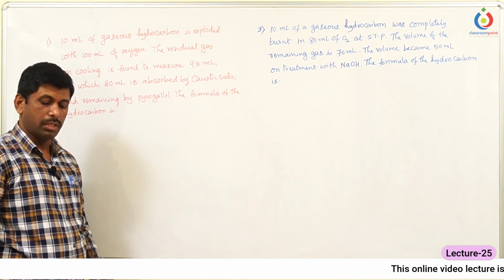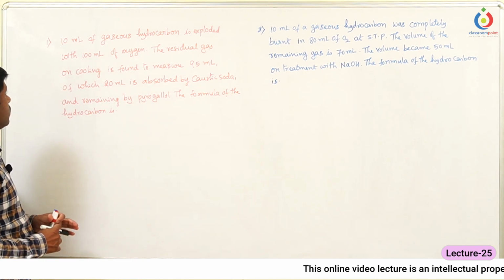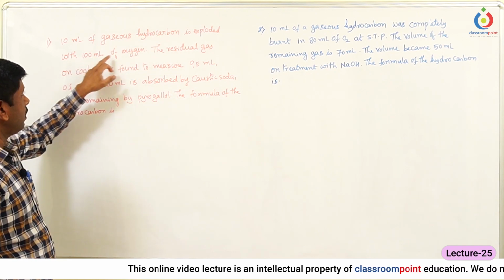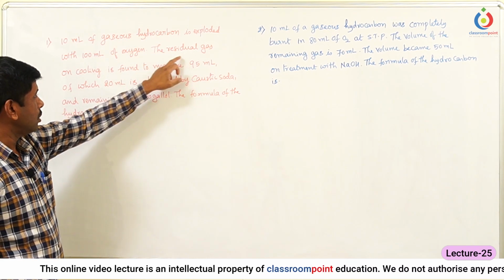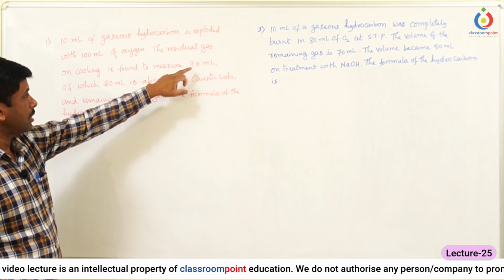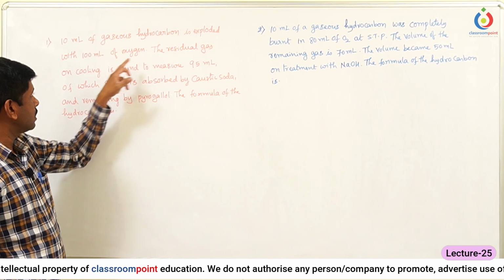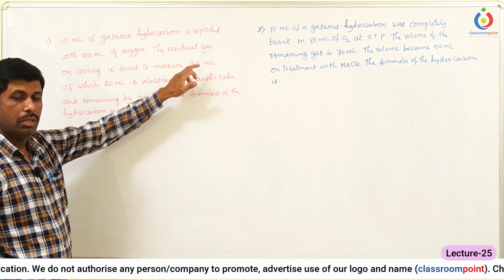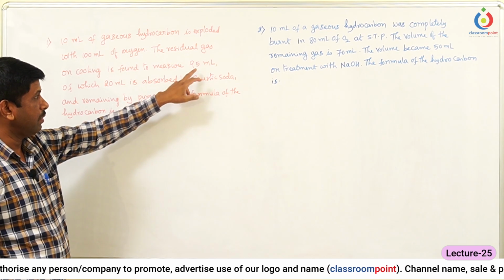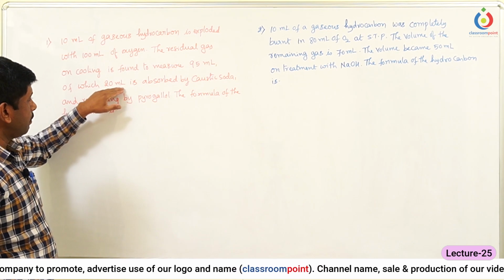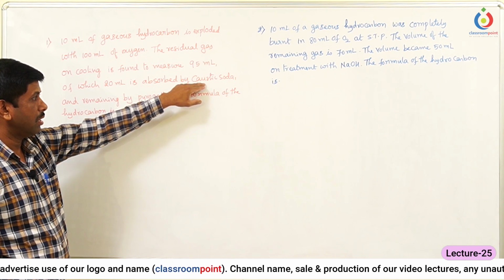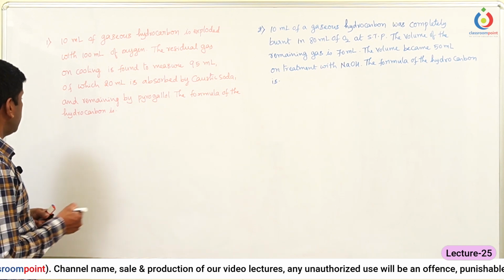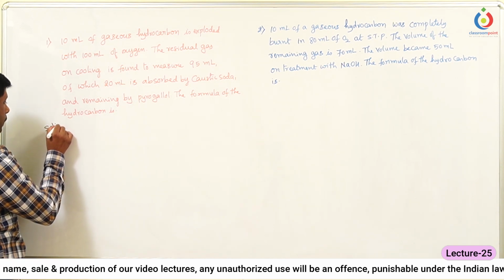Let us solve these questions now. The given question is: 10 ml of gaseous hydrocarbon is exploded with 100 ml of the oxygen. The residual gas on cooling is found to measure 95 ml. So the residual gas is completely cooled, so that finally there is no water in the gas state, only the remaining gases are present, that is 95 ml, of which 20 ml is absorbed by the caustic soda. The remaining gas is absorbed by the pyrogallol. The formula of the hydrocarbon is? So let us solve this question.